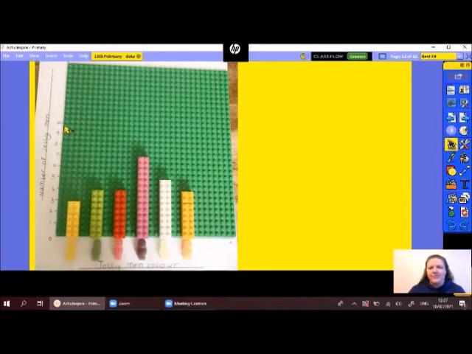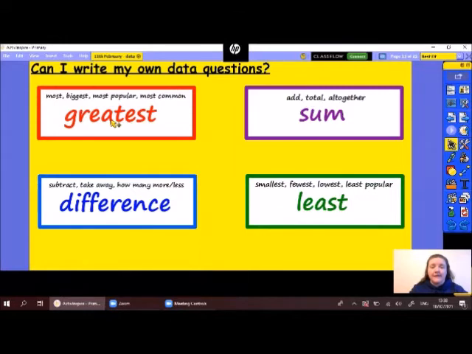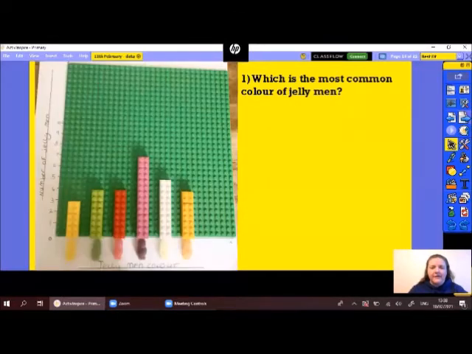Well, let's think about that red one first. The word greatest. What question can we ask about this chart using the vocabulary we know? Well, the first one we could look at is the word greatest. So let's think about that vocabulary and write our first question.